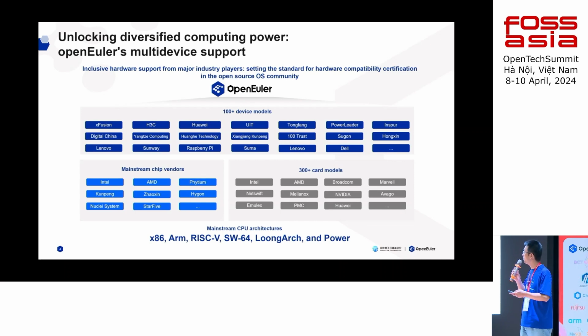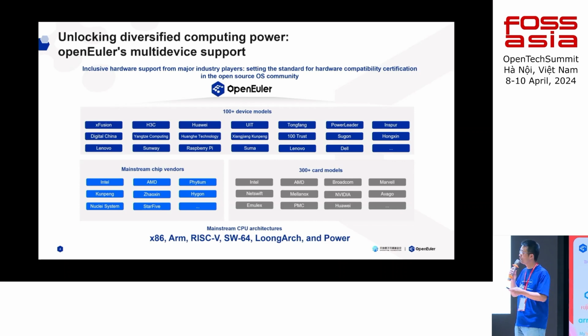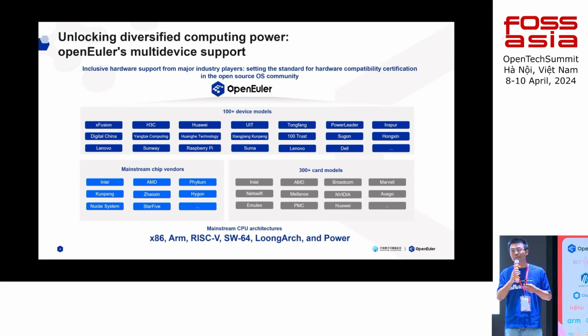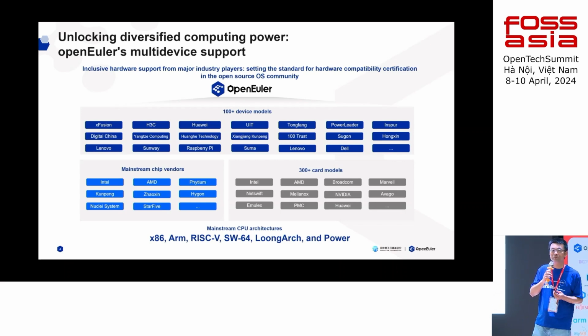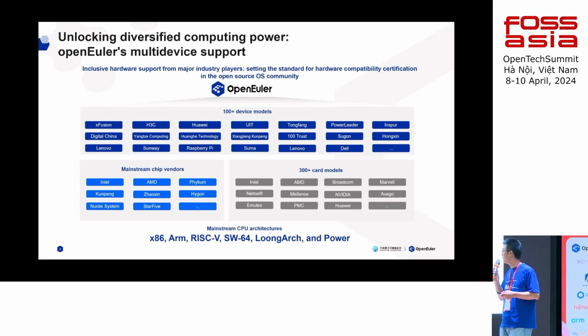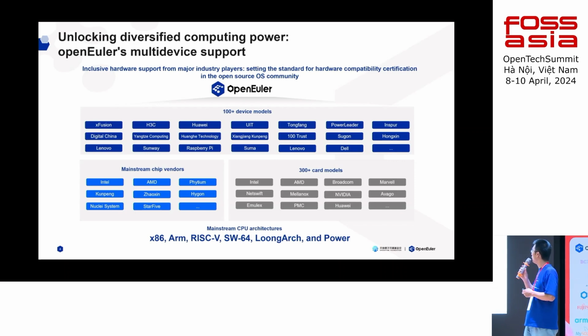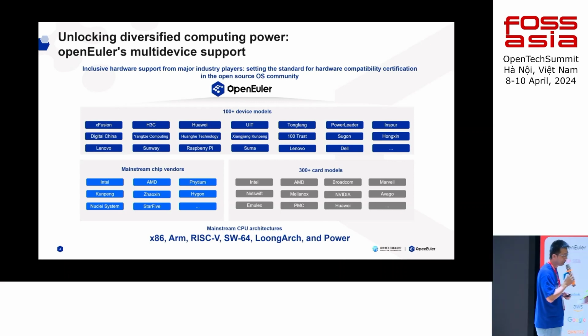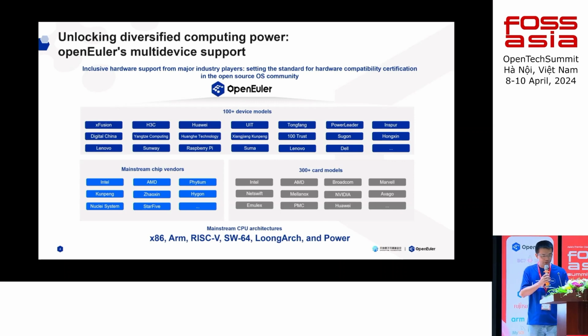And also a lot of chipset vendors have participated in openEuler. For example, Intel. Intel is also a gold member of openEuler, and every year Intel donates a lot of money to the openEuler project. So we have chipset vendors involved. And we also support over 600 device cards, for example, network cards, storage cards, and AI cards. So that is the diversified computing that openEuler has supported.